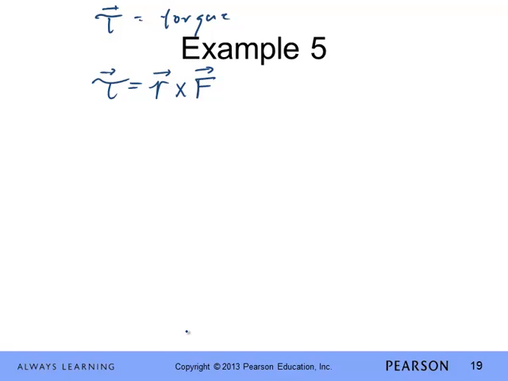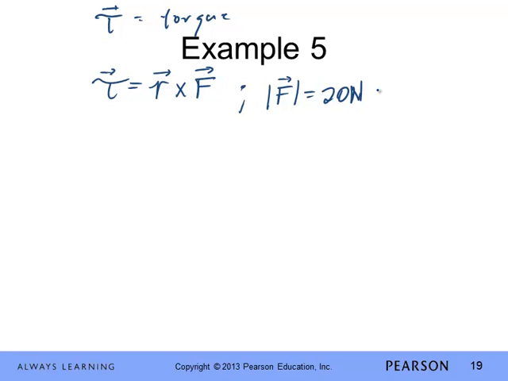Example 5 has a discussion at the bottom of page 815. We're going to tighten a bolt by using a wrench. We are going to apply 20 newtons of force to a wrench. So we are given that the magnitude of the force vector is 20 newtons. And this force is applied in a direction that's perpendicular to the bolt.